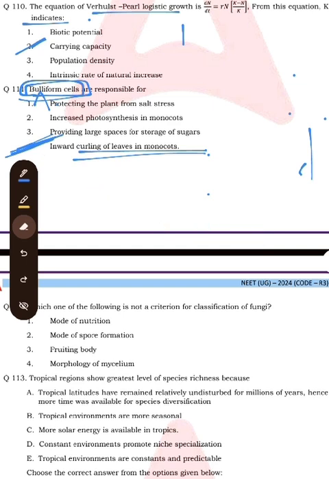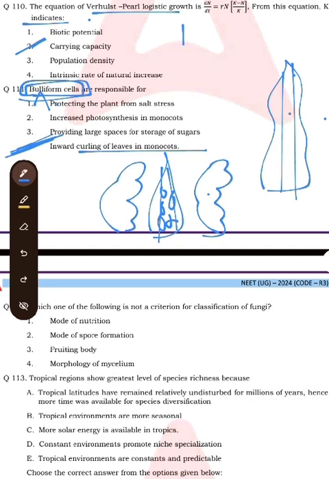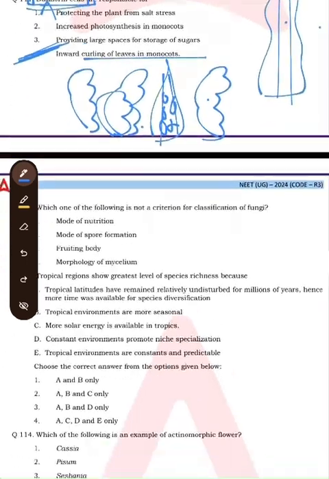Understood? If they have water and if they are turgid, then they are like this. If the cells become large and without water, these bulliform cells curl the leaves inwards, right? Because of water stress.